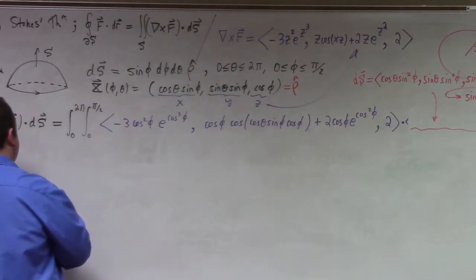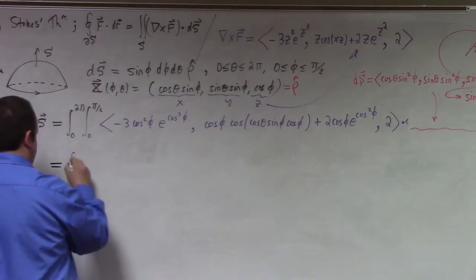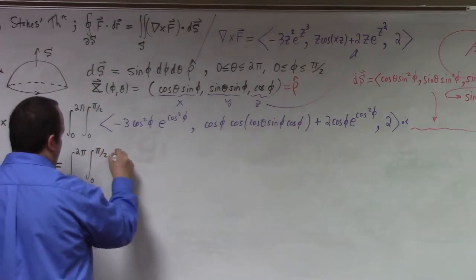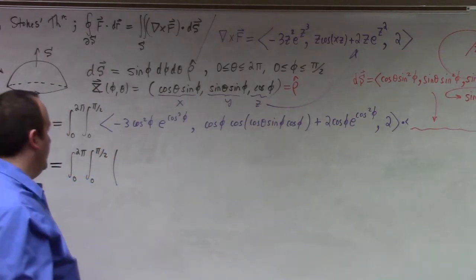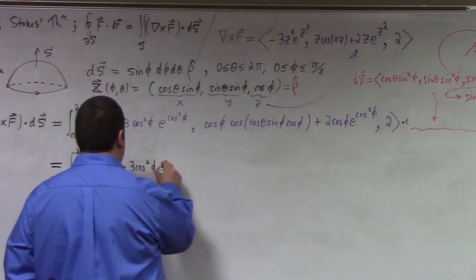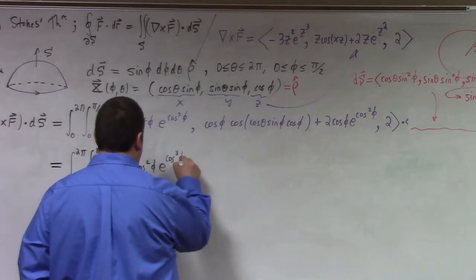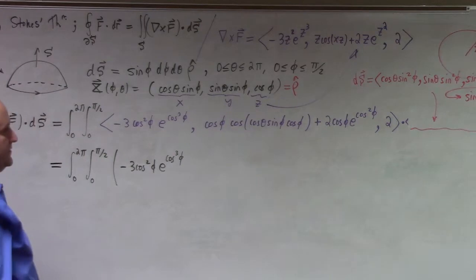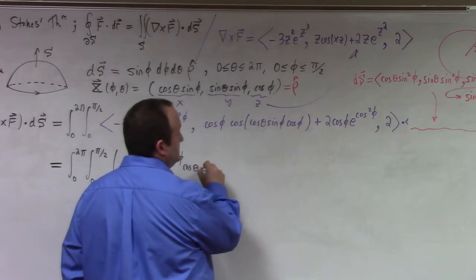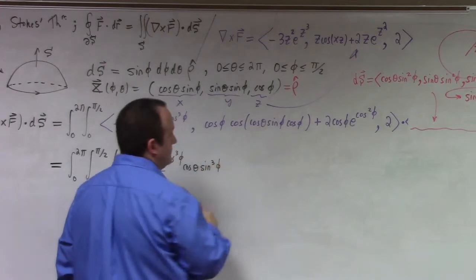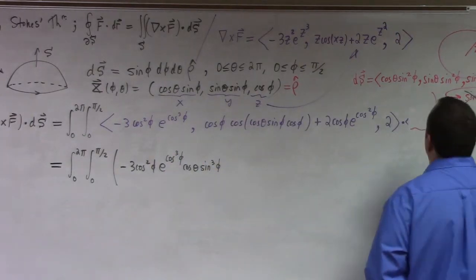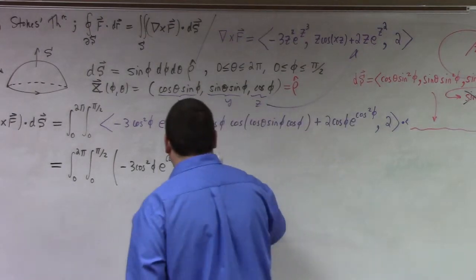It's kind of tough. Integral from 0 to 2 pi, integral from 0 to pi over 2. Let's take some dot products. We've got minus 3 cosine squared, e to the cosine cubed phi, times cosine theta sine cubed phi. Have I already multiplied the sine phi through? Yeah. Thank you. I welcome that question now as opposed to 2 minutes from now.